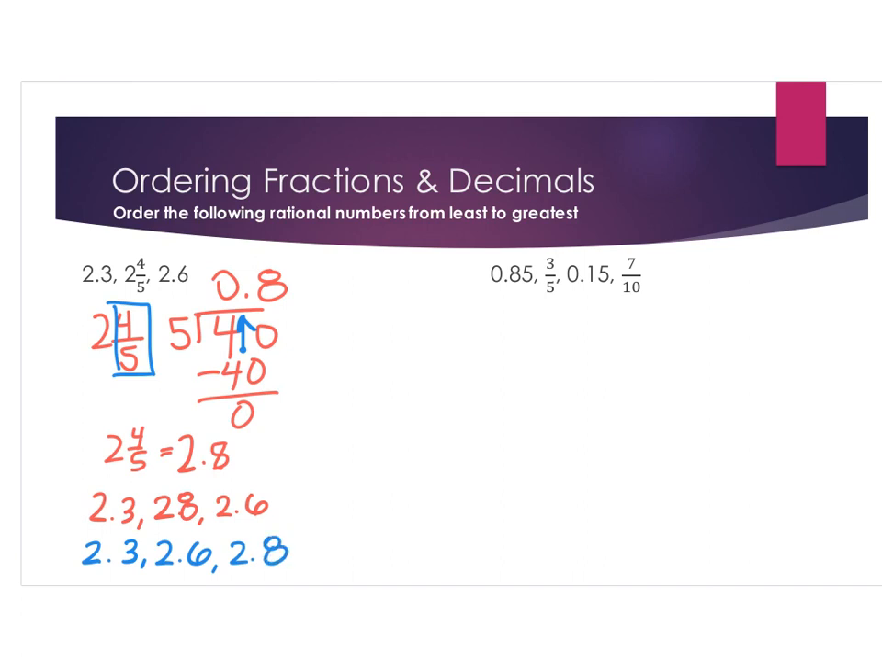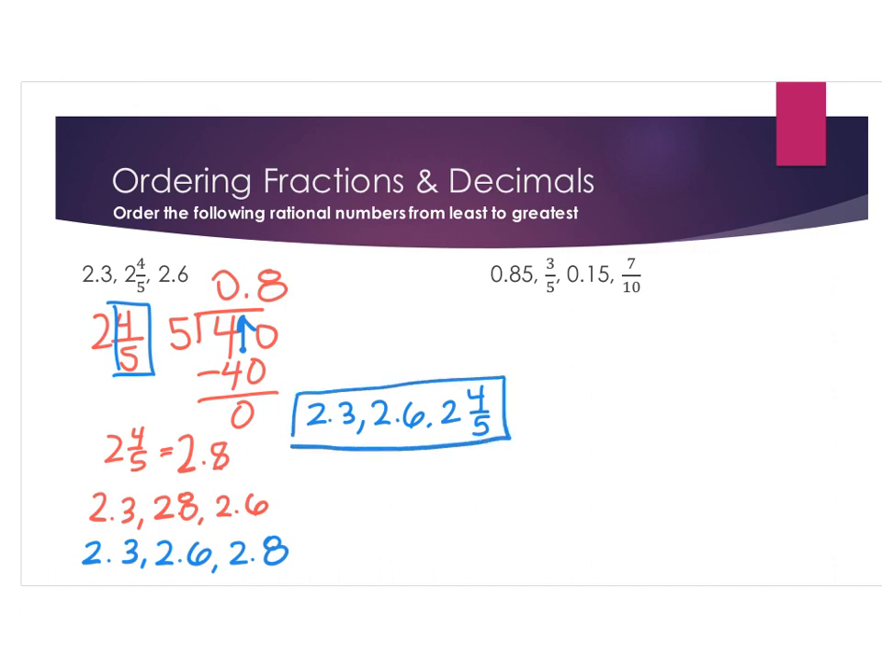I'm adding something today. Whenever you write your final answer, I want you to use the same numbers as they gave you. So if you write 2.3, 2.6, and 2.8 as your final answer, that would be considered wrong because the numbers that they gave us were, my pen's not working, 2.3, 2.6, and 2 and 4/5. Okay? So this would be my answer. That would be the final answer.